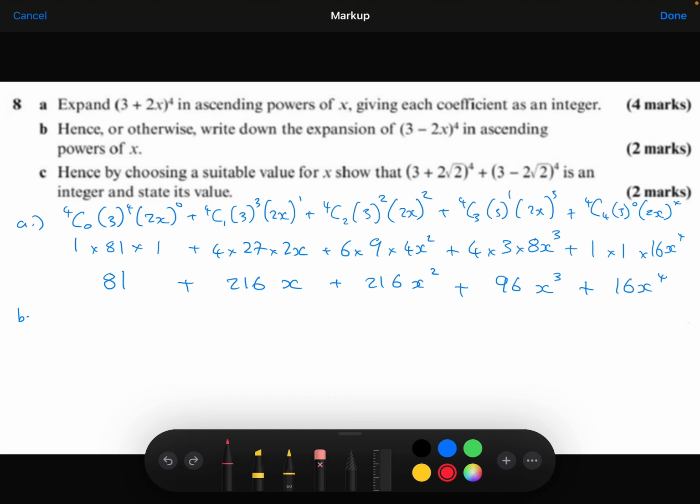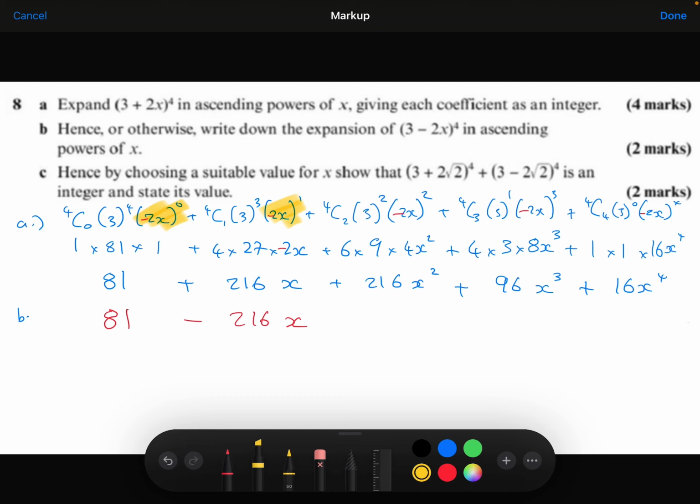So this first term, this would be a minus there now. This would be a minus here. This is a minus here. This is a minus here. And this is a minus here. The first term wouldn't be affected at all because (-2x) to the power 0 is still going to be 1. So my first term is still going to be exactly the same. It's still going to be 81. My second term, (-2x) to the power 1, well, that's going to be a minus 2x there now, and therefore I would have a minus 216x.